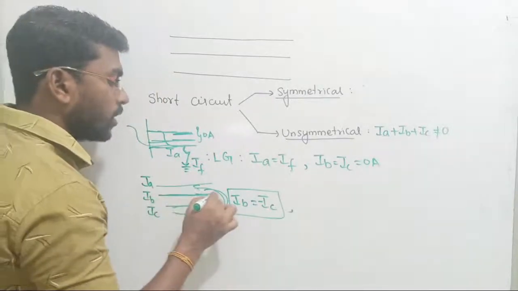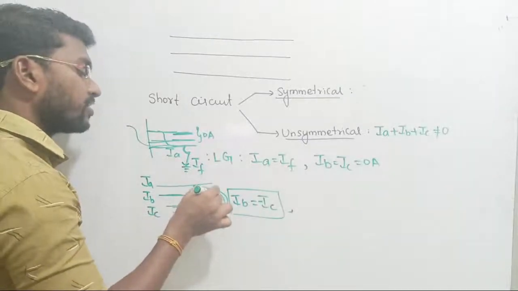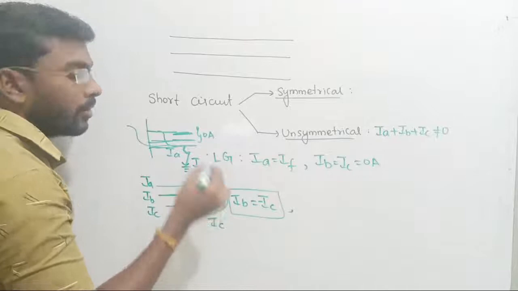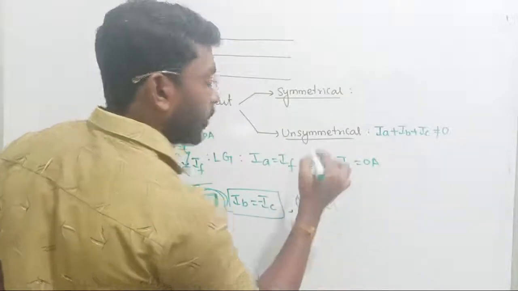Whatever voltage is here, the same voltage will come there on the other line. Why? It is short circuited. In a short circuit, there is no drop. So the drop in phase B will come to phase C. So I can say phase B voltage and phase C voltage are going to be equal.